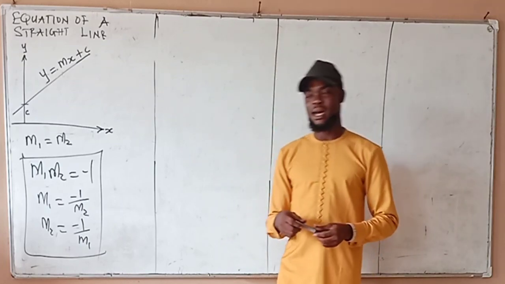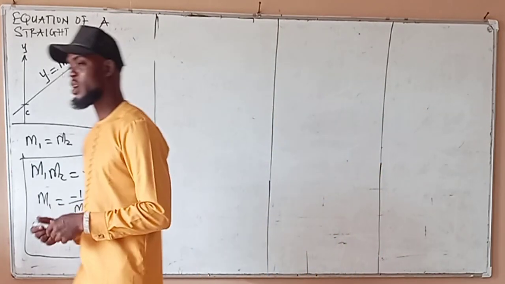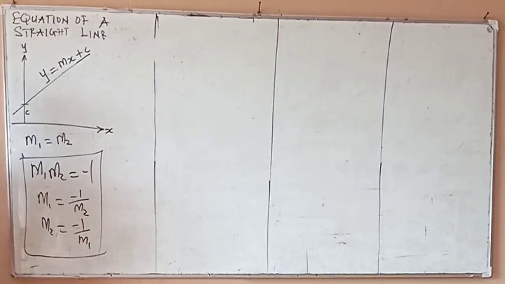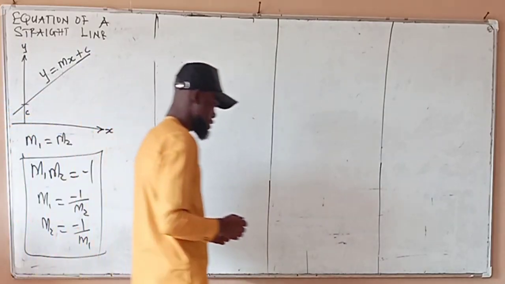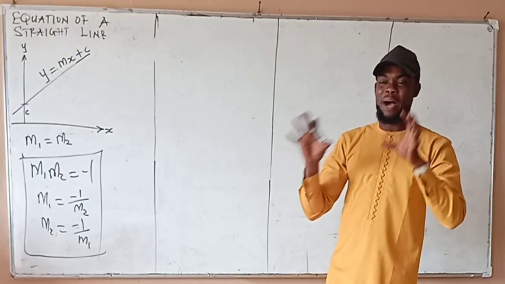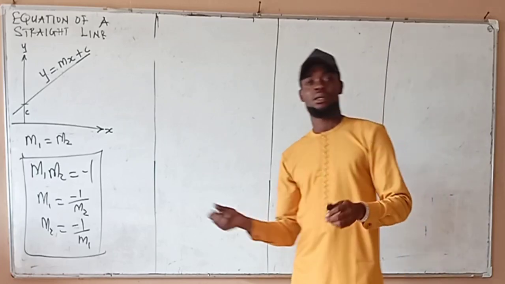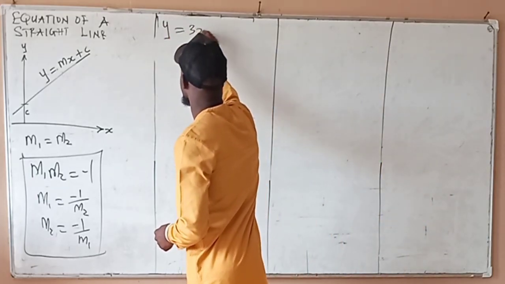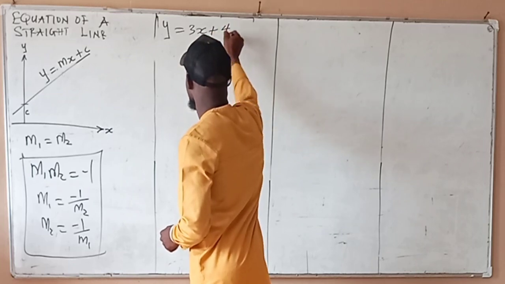Obtain the equation of a straight line that is perpendicular to the line y equals 3x plus 4.